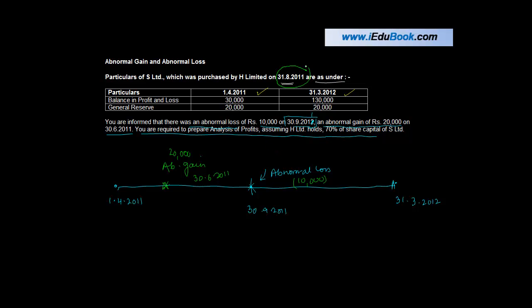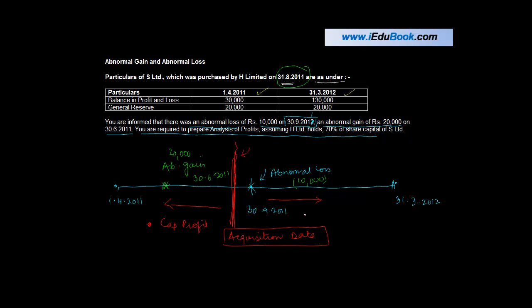When did the acquisition happen? The acquisition happened on 31st August 2011. 31st August is going to lie somewhere in the middle over here. This acquisition date marked in red is the danger line. Anything before this is a capital profit or an event which has to be adjusted in capital profits. Anything which happens after this date is a revenue profit, or an event to be adjusted in the revenue numbers. Let us see how we will prepare our analysis of profit.